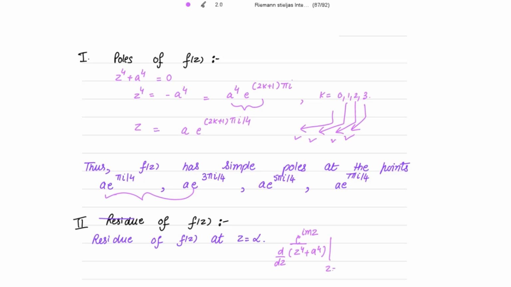At z is equal to alpha. Now in the numerator I'm having e to the power iota m z, putting z equal to alpha, so I get e to the power iota m alpha over the derivative, which is 4z cube, so also put the value of z here, so 4 alpha cube.